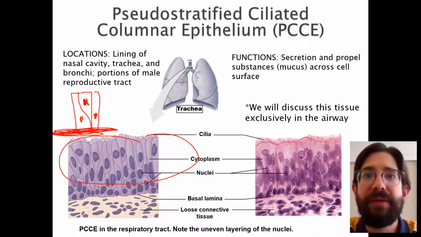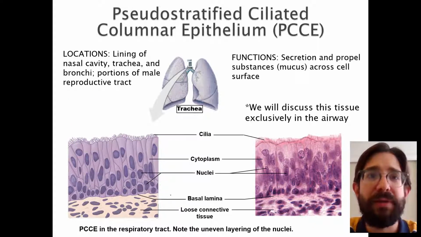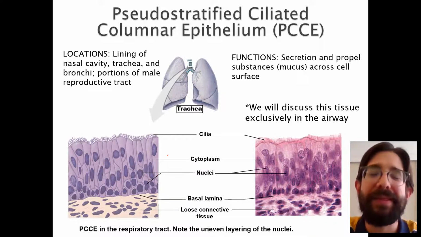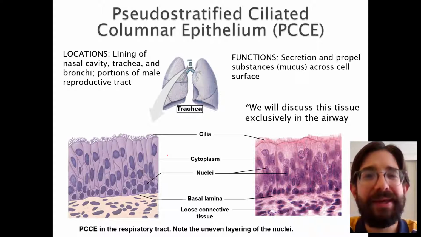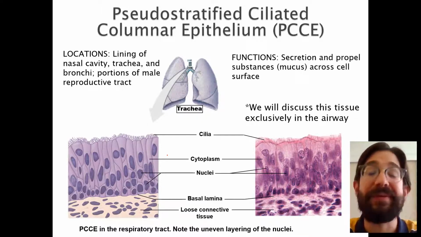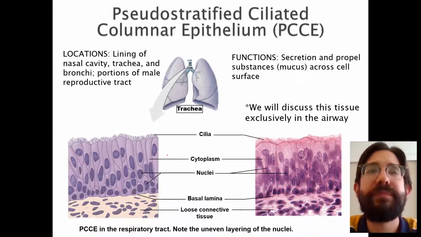So all of the cells you see in these images, they all actually do reach down to the basement membrane, whether it looks like they do or not. The nuclei end up getting all staggered, so it looks like a stratified layer, but this is pseudo-stratified. The big giveaway is the cilia. If you see cilia, you should be thinking it's either going to be PCCE or simple columnar. And those are pretty easy to tell those two apart.